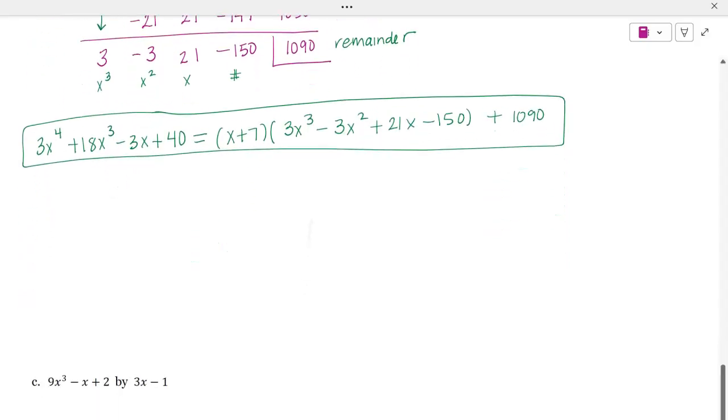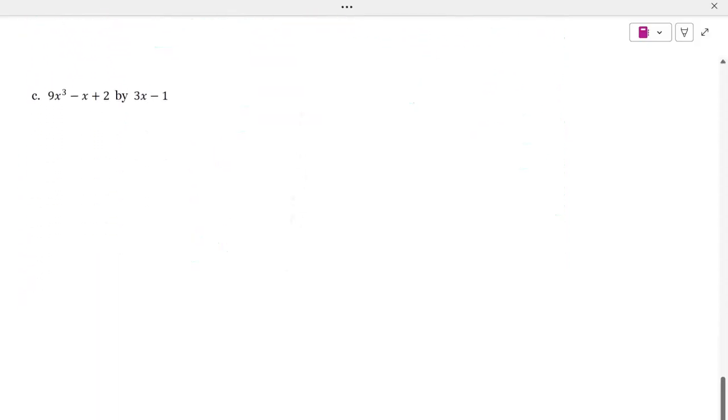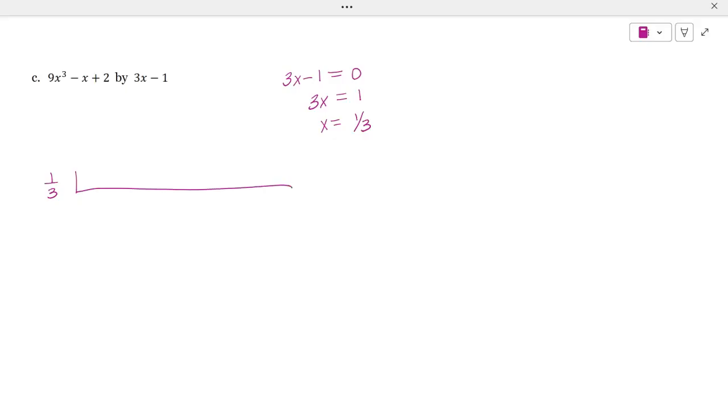All right. I have one more example where the 0 ends up being a fraction. So the factor that we're looking at is 3x minus 1. And when we solve this to figure out what the 0 is, we're getting 1/3. So we're going to do the same process of synthetic division, but we're going to have a fraction on the outside to start. This is also one where we're missing the x squared term, so we've got to add a placeholder for x squared. So we'll have 9, 0, negative 1, and 2.